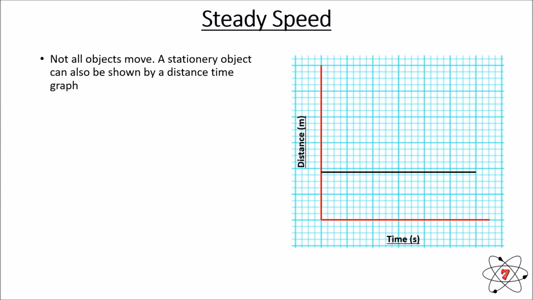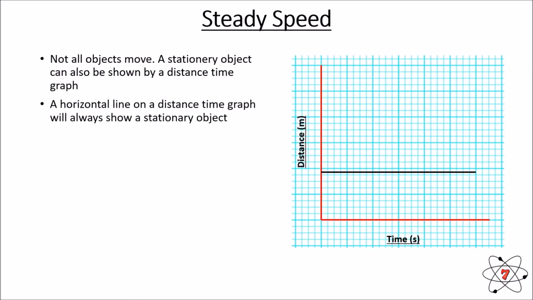Now, it's also worth pointing out that not all objects move, and a stationary object, something not moving, can also be shown by a distance time graph. A horizontal line on a distance time graph always shows a stationary object, because distance is neither increasing nor decreasing, it is staying the same. If distance is not changing, then there is no speed.